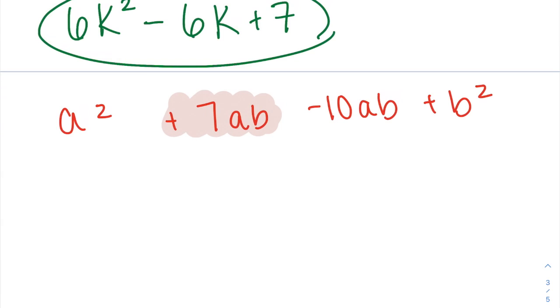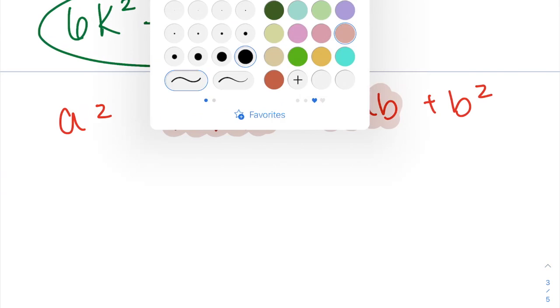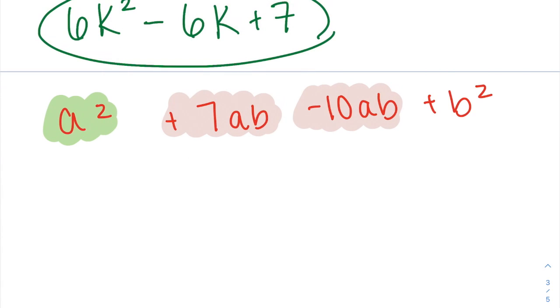There are two terms here that have the same exact variables next to the coefficients. And that is 7ab and negative 10ab. They both have a and they both have b. These other guys, though, a squared and b squared, there are no other terms that have an a squared or have a b squared. So the only thing I need to combine is this guy in the middle.